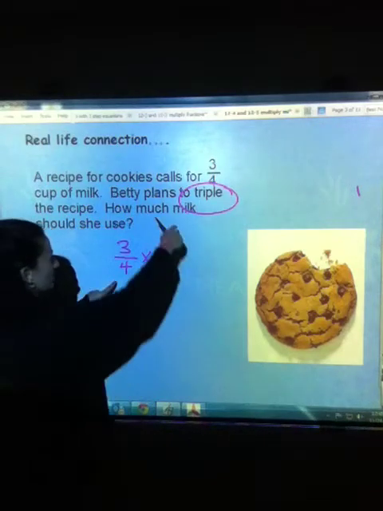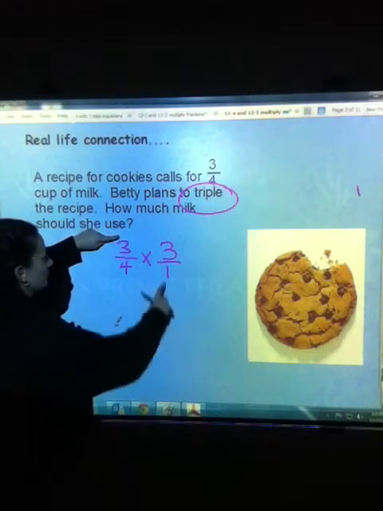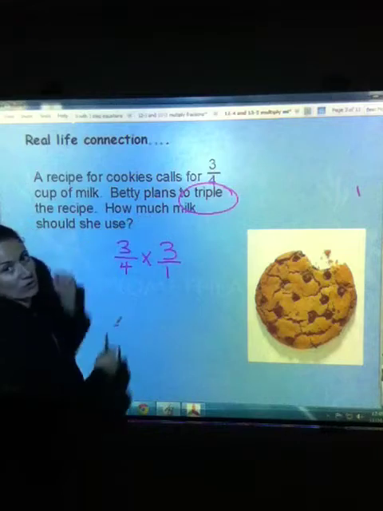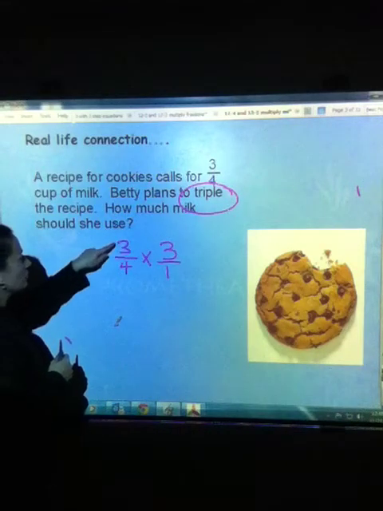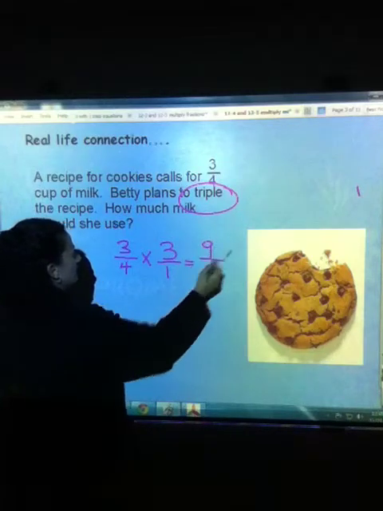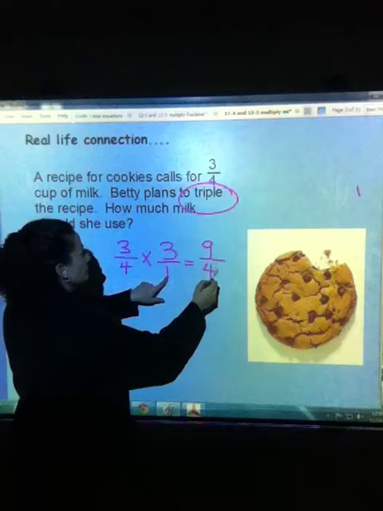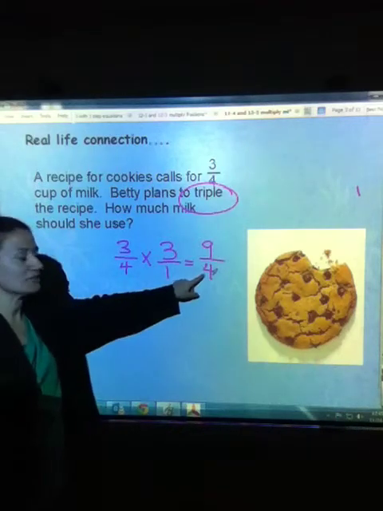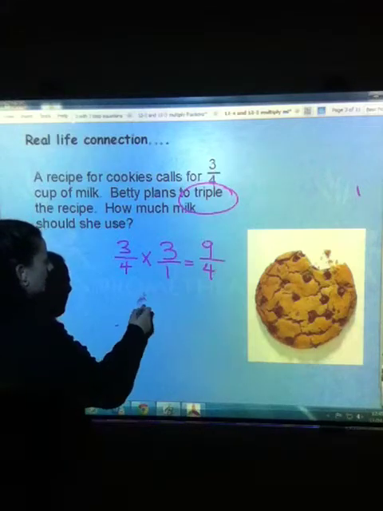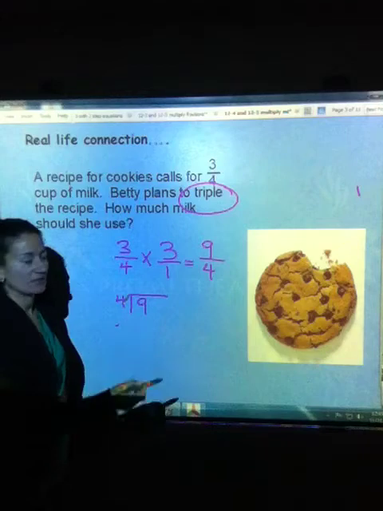Then we would try to cross simplify. In this case, I can't. 3 and 1 are not divisible by anything, and 3 and 4 have no common factor either. So I multiply numerator by numerator, that gives me 9. Denominator by denominator, that gives me 4. And my answer is an improper fraction. So then I would divide 9 by 4 to write my answer back as a mixed number.